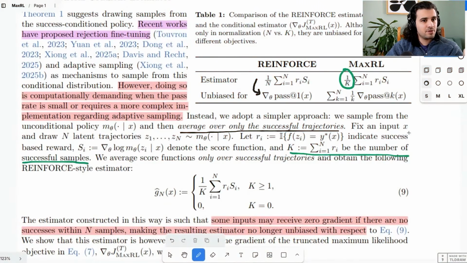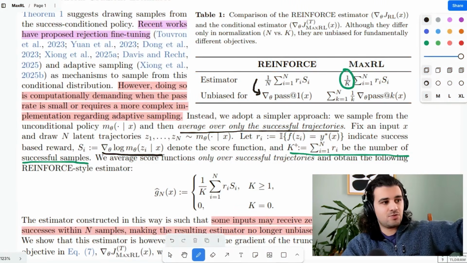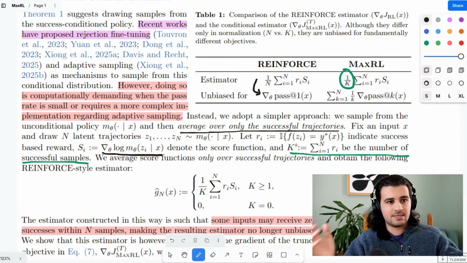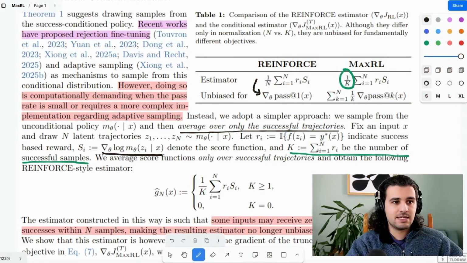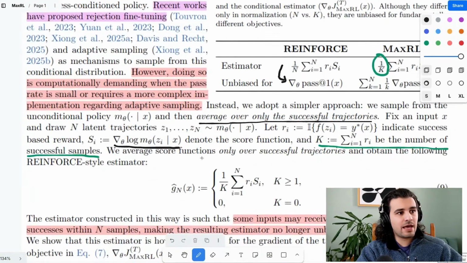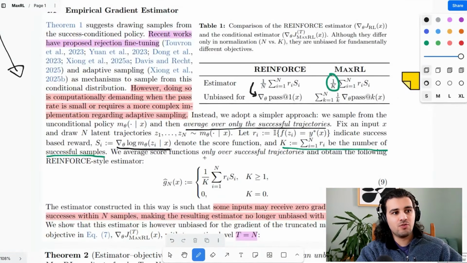And so they fix an input x and draw n latent trajectories. And then the reward is this, with the deterministic function that we saw previously. And then this is your scoring function, which is this gradient over here. You multiply the scoring function with the reward, and you just average. And k is the number of successful samples for this x. That's the genius idea that is happening here. This is good.